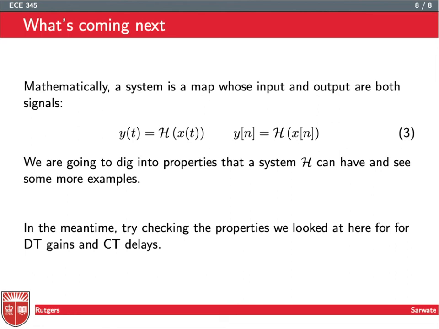So mathematically, the system is this map whose input and output are both signals, so we can write it generically as this map H. And so we're going to dig into these properties that I mentioned before and see what properties they can have and see some more examples. In the meantime, you might want to look at these 5 properties for the other types of basic systems that we've seen already, and see if you can verify whether they hold or not.